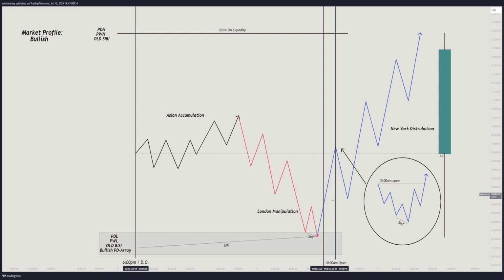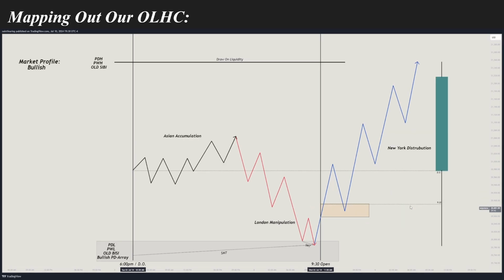Within that 15-minute fair value gap, we're often going to see 1-minute SMT, followed by a 1-minute buy model. So that's our fractal point of view. Here is how we would map out the open, high, low, close. We have our open, low, high, and then of course our close within our 4 Power 3. So this is our daily candle.